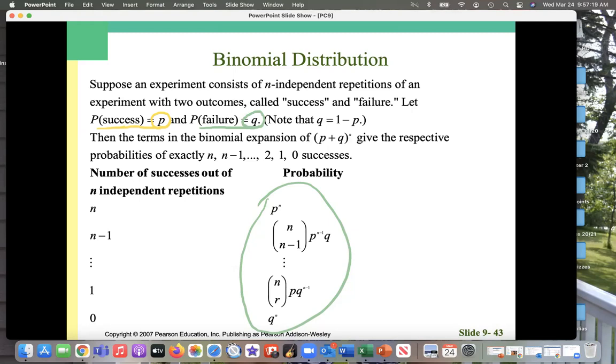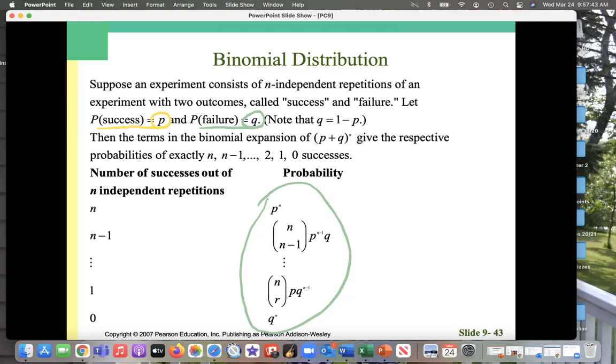For example, this is in more general terms. We're gonna apply this in a few minutes here, and I'll use the same notation. It says the terms in the binomial expansion of P plus Q to the n give the respective probabilities for n minus 1, so many successes. So it's written in general terms.